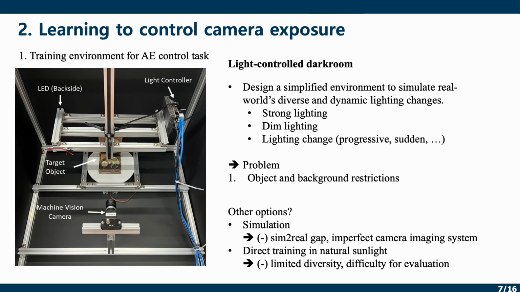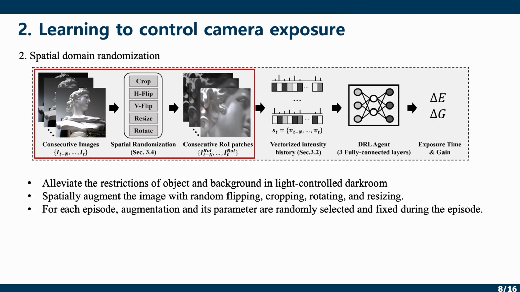For training the DRL model, we designed a light-controlled darkroom to simulate diverse and dynamic lighting conditions, ranging from strong to dim lighting. This controlled environment helps in training the model effectively while minimizing the simulation-to-real gap. We also use spatial domain randomization to alleviate restrictions on objects and backgrounds during training.